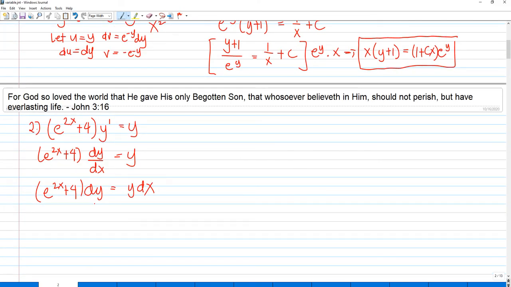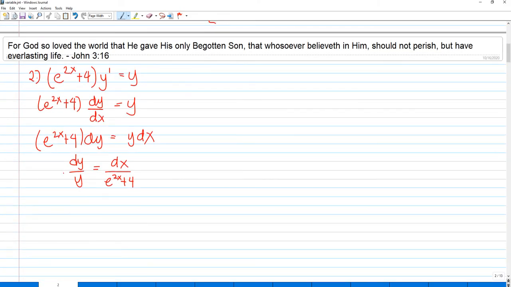So grouping in terms of y dy, all terms in y in dy and all terms of x in dx. So we have dy all over y equals dx all over e raised to 2x plus 4. Okay? And then we integrate. We know that dy over y is ln of y. That is as simple as that.